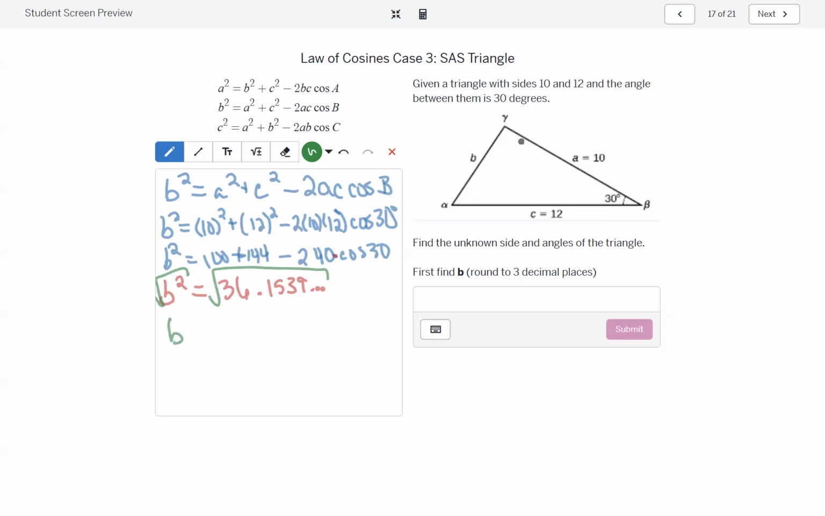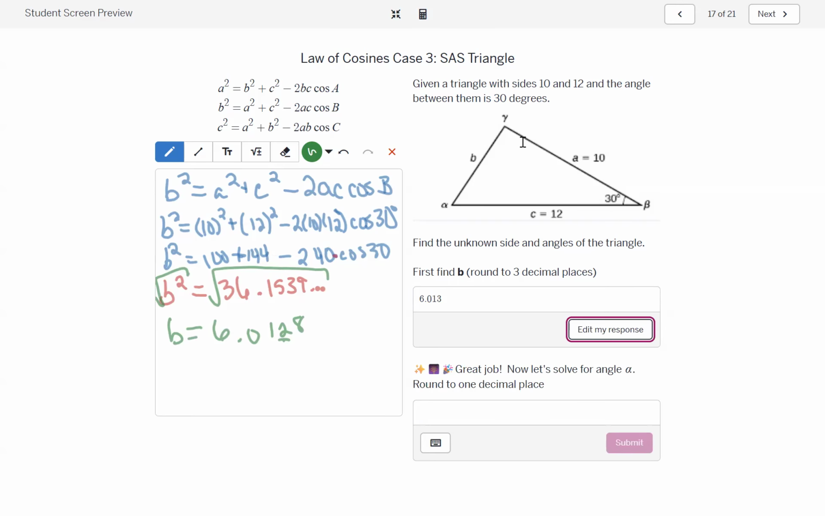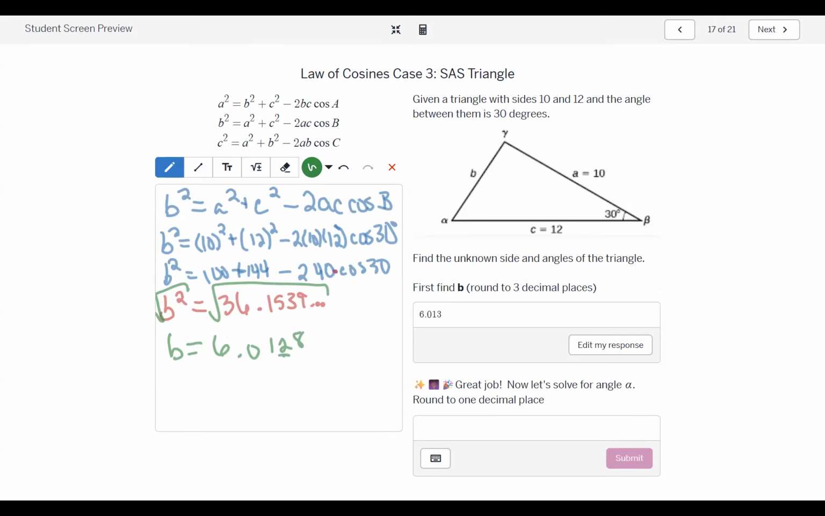And the square root of this is 6.0128, so 6 and some change. So we're going to round that to 6.013. All right, now they want to know angle A. So now that I know side B, I can use law of sines to solve the rest of it.